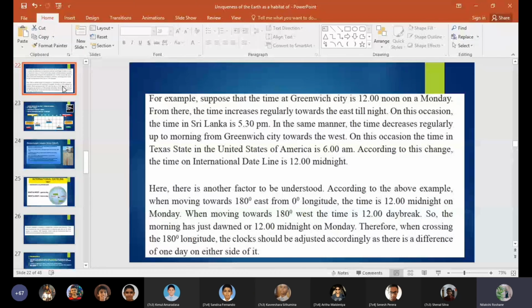According to the above example, when moving towards 180 degrees east from the zero longitude, the time is 12 midnight on Monday. When moving towards 180 degrees west, the time is 12 daybreak, so the morning has just dawned, or 12 midnight on Monday. Therefore, when crossing the 180 longitude, the clock should be adjusted accordingly, as there is a difference of 1 day on either side of it. That's what I explained earlier as well.